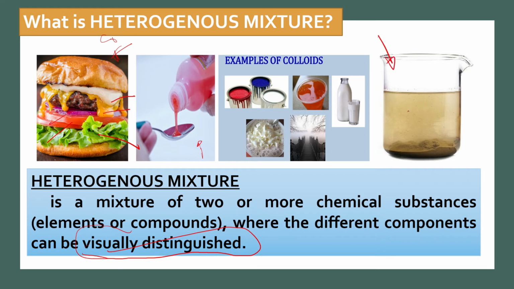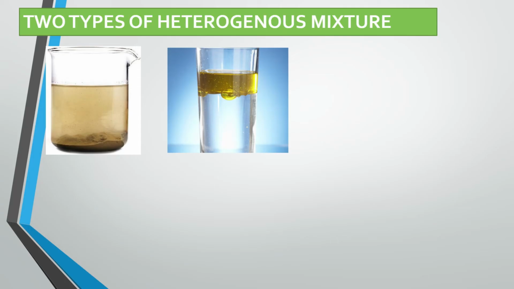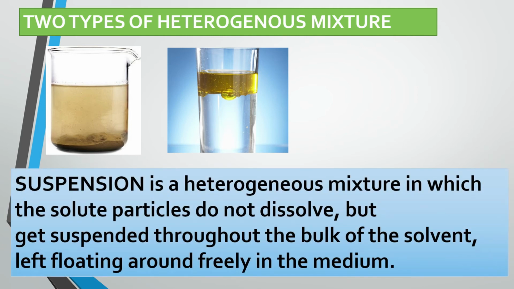Then lastly, we have this one. Okay, you can able to see the water as well as the soil at the bottom of it. So meron tayong two types of heterogeneous mixture. The first one is the suspension. So from the word suspension, there are suspended material at the bottom of the container.